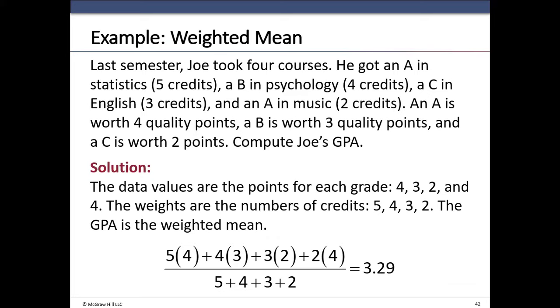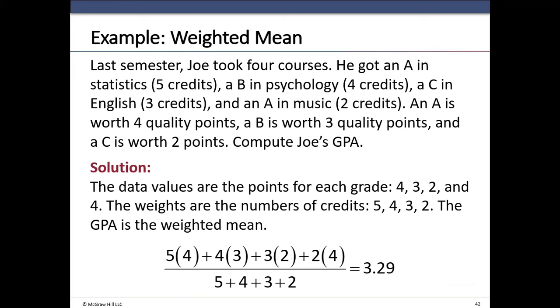Second line in L1 is B in psychology, which is 3 quality points. So second line in L1 is 3. Third line in L1, C in English, C is worth 2. And then an A in music, which is 4 quality points. So the quality points are in L1. I enter the last number in L1 as 4 for music for getting an A.